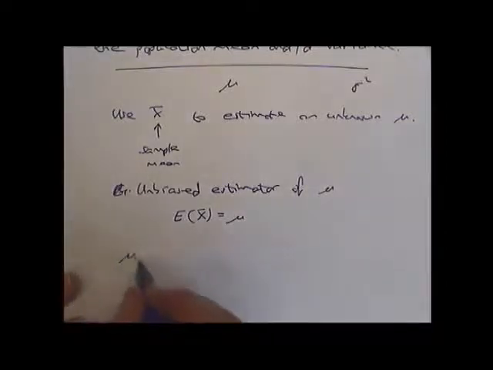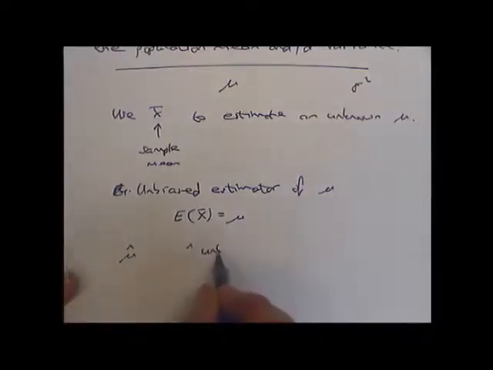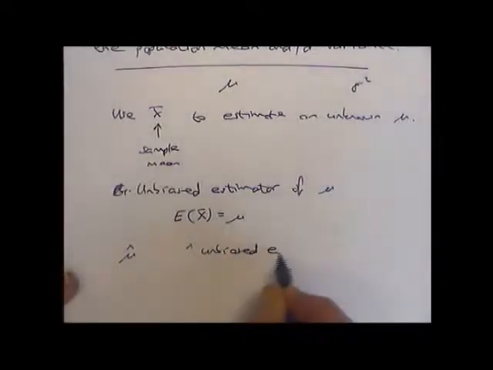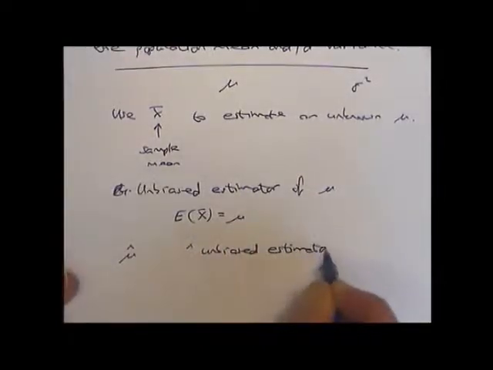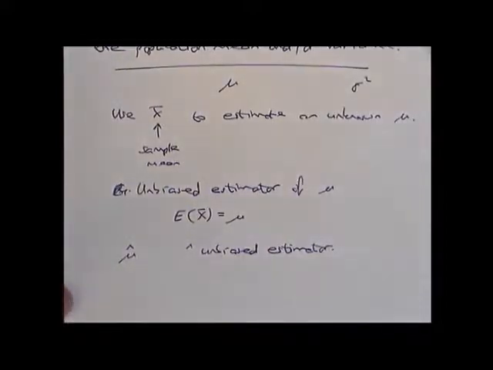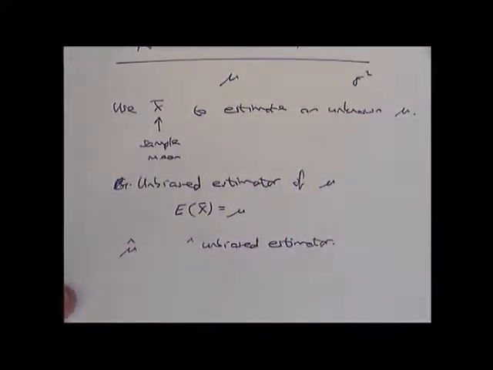Sometimes you'll see this symbol here, mu hat. With that little hat, that hat symbol is implying that it is an unbiased estimator. So, we know what mu hat is. What we need to know next is what sigma squared hat is. What will be our unbiased estimator for the population variance? It is this.